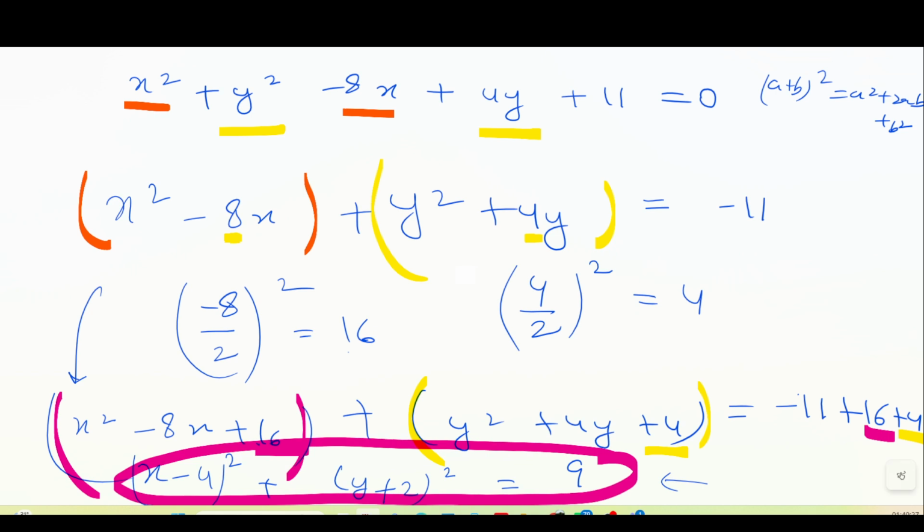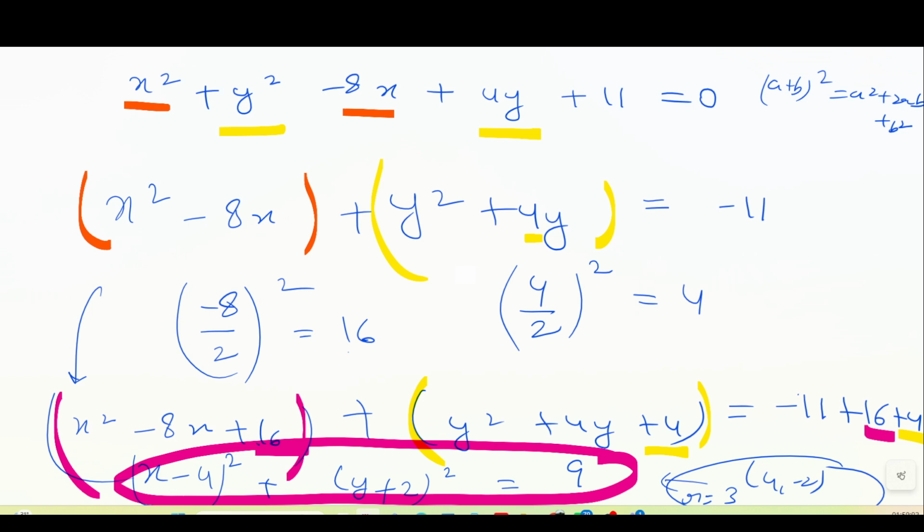So what is the center here? The center is (4, -2) and the radius is 3, right? Okay. What we did first, we grouped the same terms: here we have the x terms, and then we grouped the y terms, right? We have taken the constant to the other side.